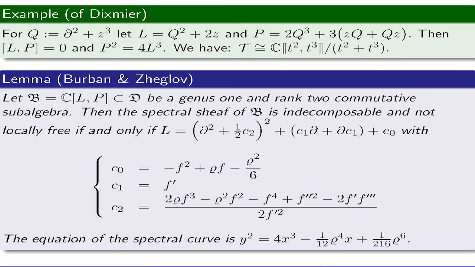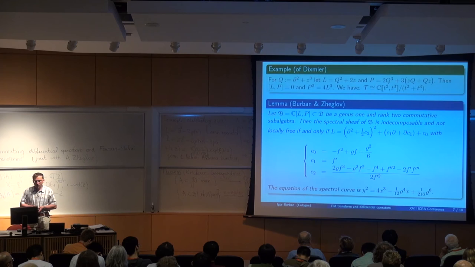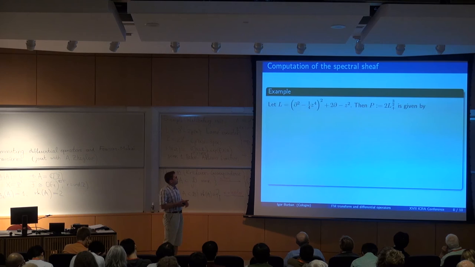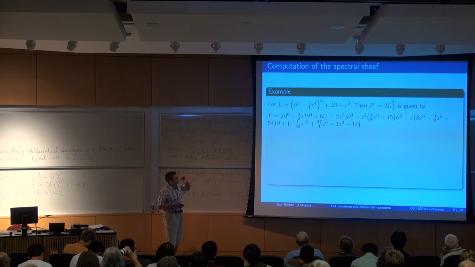And if we ask ourselves what our operators corresponding to indecomposable sheaves which are not locally free are, we get such a formula. The curve is singular. To say a little bit how it works: having L, which is a special case of the previous example, we compute its partner, and then we compute P explicitly, and actually it is clear that the computation was done by Maple.